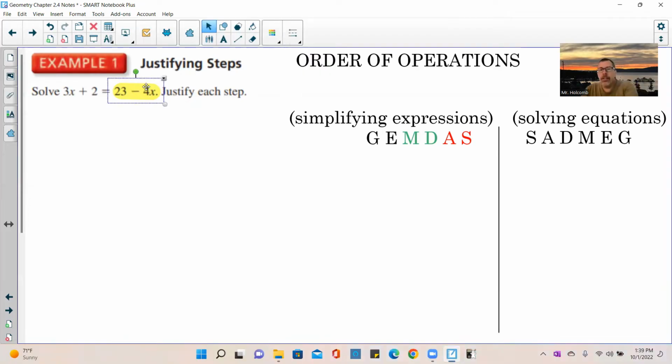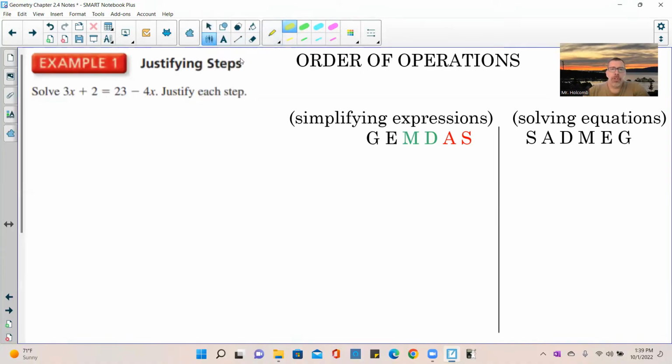Okay, so once we realize we cannot simplify anything on either side of the equal sign, then we switch to solving equations using the reverse order. So the first thing I want to do is focus on subtraction. And I see 3x plus 2 equals 23 minus 4x. I like to focus on the variables first, and I like to move the smaller of the two so that I don't end up with a negative.